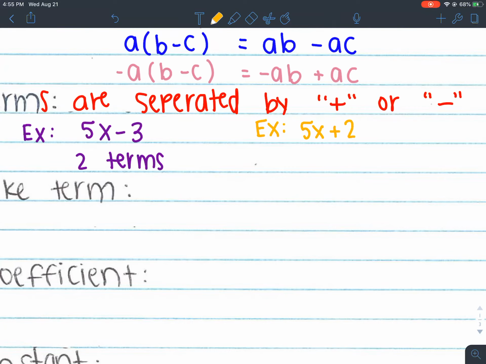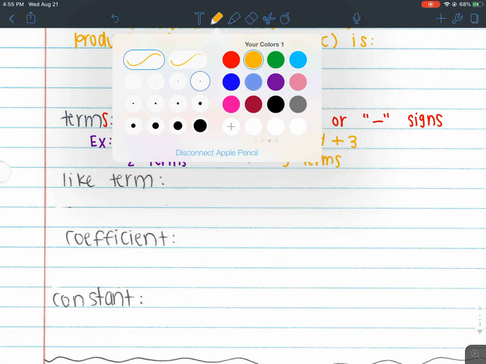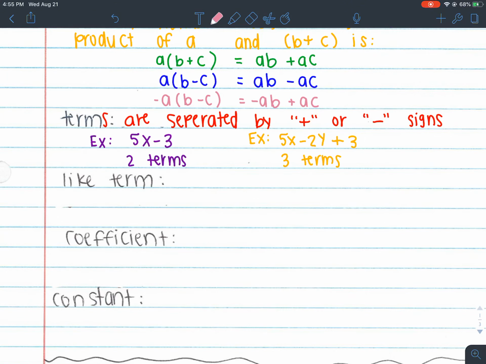Here's another example. 5x minus 2y plus 3. Okay, how many terms do I have here? I have 3 terms, because I have 5x, and I have 2y, and I have 3. So those are 3 separate things, 3 terms. Okay, so that's what terms are. So really we're just counting how many groupings we have between minus and plus signs.